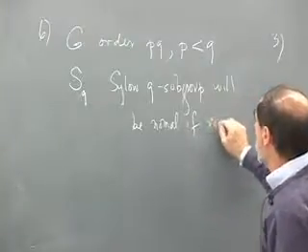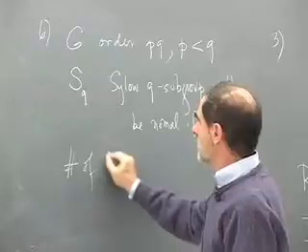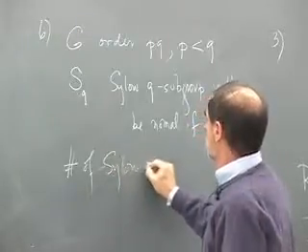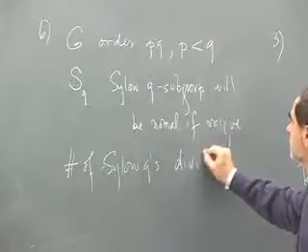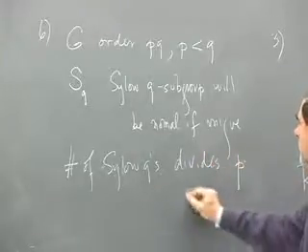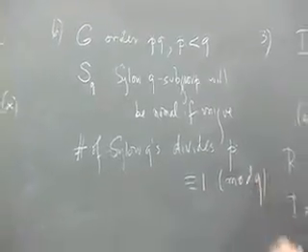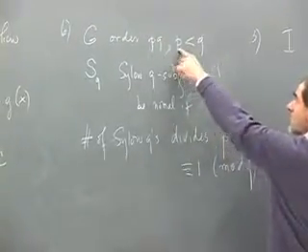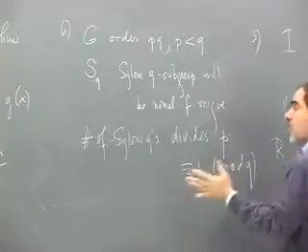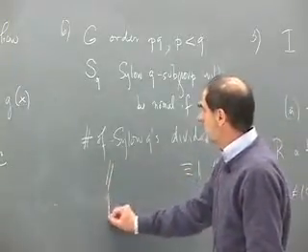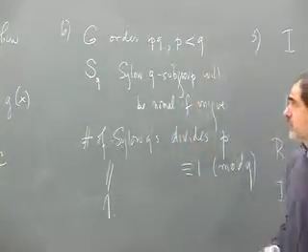if it's unique. Well, the number of Sylow q subgroups has the property that it divides p and it's congruent to 1 mod q. And since p is less than q, the only number that divides p and leaves a remainder of 1 mod q is 1. So this number has to be 1. Consequently, the Sylow q subgroup is unique. Consequently, it's normal.